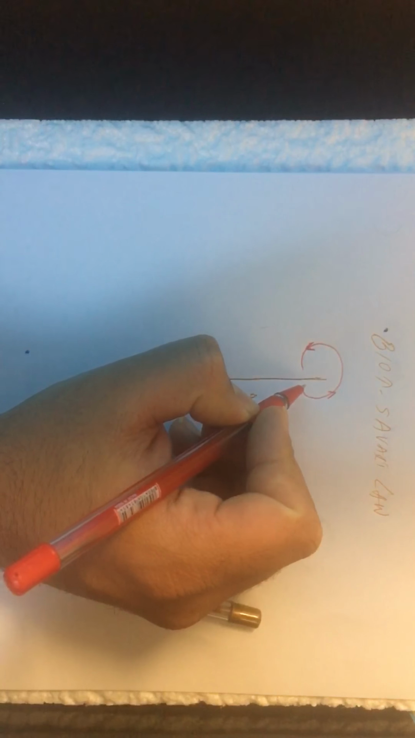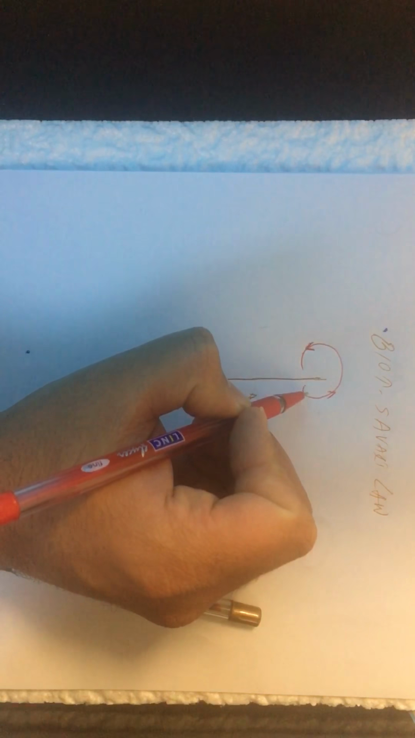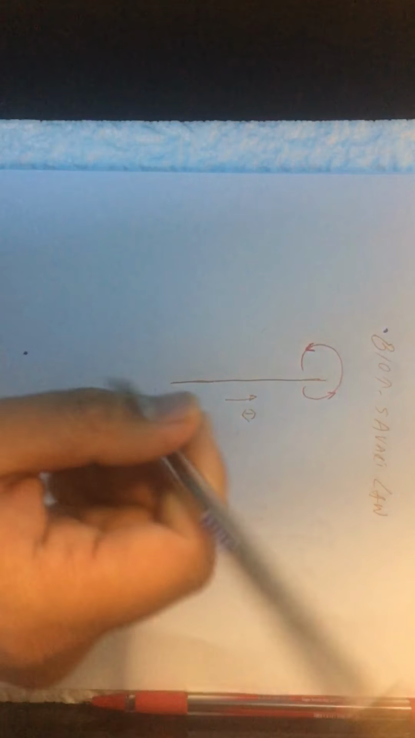I just want to make clear that electric field and magnetic field are just like two faces of a single coin, so don't get confused. Wherever an electric field exists, there exists a magnetic field, and wherever the magnetic field exists, there exists the electric field. Now, I would like to tell you what exactly the direction of this magnetic field is.